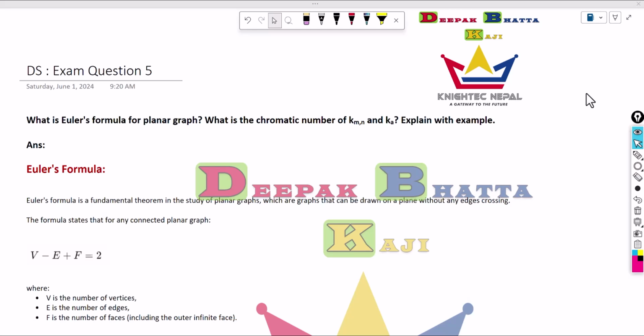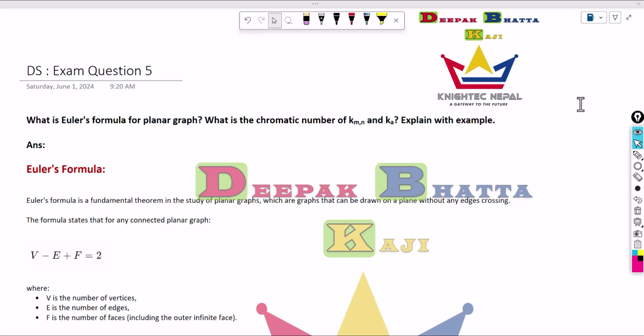Today we will discuss the important question that is asked in graph theory: Euler formula for planar graph and the chromatic number with example. As you can see here, the question asked in the exam is: what is Euler formula for planar graph, and what is the chromatic number of Kmn and Kn, explain with example. So let's jump on to the topic, that is Euler's formula.